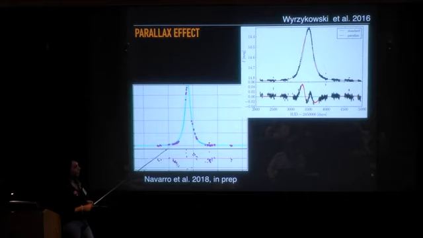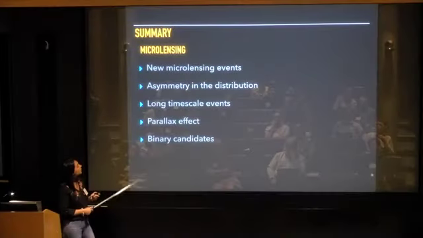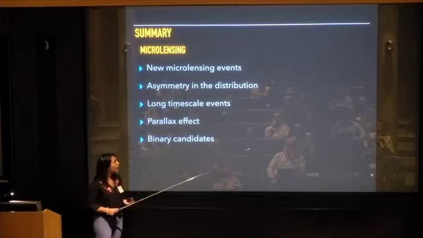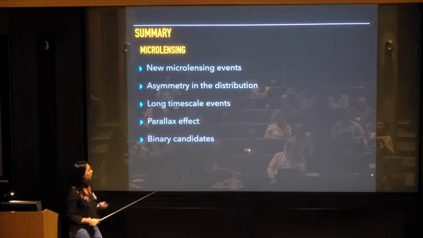So we have a lot of data that we haven't analyzed in detail yet, but if you are interested, we can discuss it. And we found just a few short time scale events like this one, a few days, less than 10 days. And this is more or less the summary. We found a new microlensing event because it was a new area. We found asymmetry in the distribution, and also we found some long time scale events, some events showing parallax.